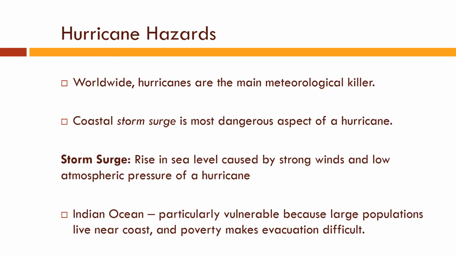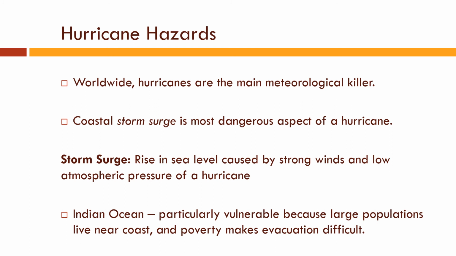In general, hurricanes are the main meteorological killer on our planet. Tornadoes can cause a horrendous amount of damage, but remember they are quite short-lived and they generally don't cover a whole lot of territory. Hurricanes, on the other hand, can persist on average 5 to 10 days, sometimes lasting up to 15 days as long as the environmental conditions are right. The coastal storm surge and flooding that's generated by tropical cyclones is typically the most dangerous aspect. Storm surge is when we actually see a rise in sea level that's caused by those strong winds that are associated with the hurricane.